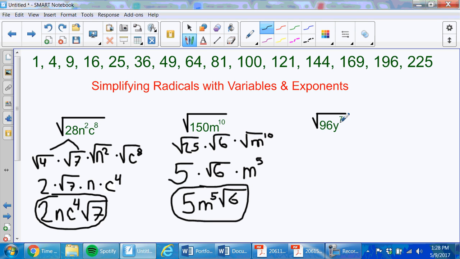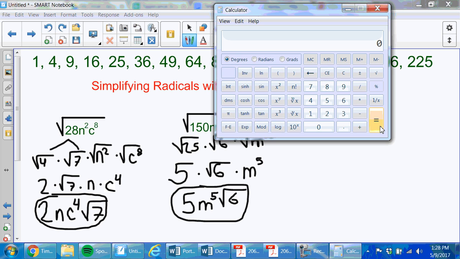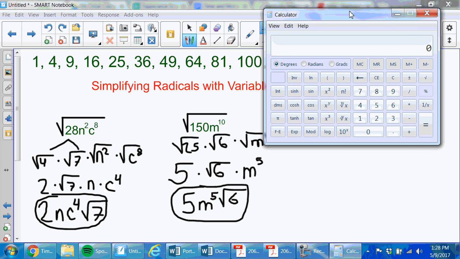Now what happens whenever we've got an odd exponent? We're going to see here. First thing, let's work with 96. What can 96 be divided by? Let's go through and check them here. 96 divided by 64, no. 96 divided by 49, no. 96 divided by 36, no. 96 divided by 25, no. 96 divided by 16, hey, there we go.